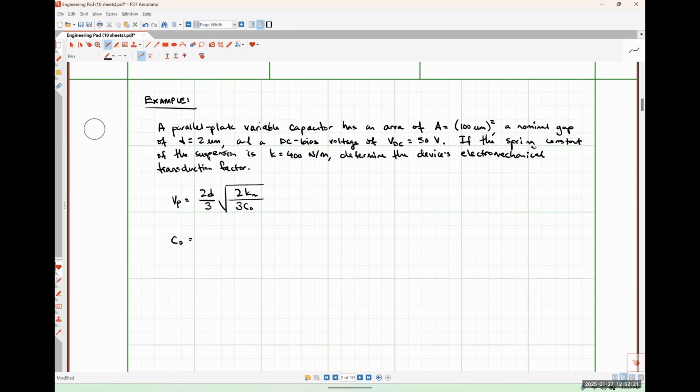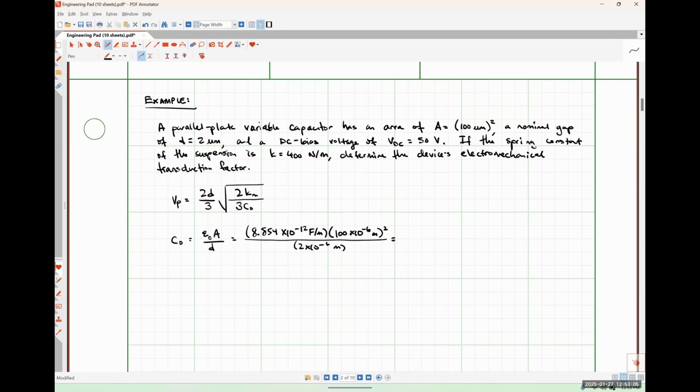So, once again, just as a reminder, for a simple parallel plate capacitor, our nominal capacitance is going to be epsilon A over D, where I'm choosing to use epsilon naught as our permittivity because there has been nothing that tells me that there is not air between my plates. So that's going to look like 8.854 times 10 to the minus 12 farads per meter, times 100 times 10 to the minus 6 meters quantity squared, all over 2 times 10 to the minus 6 meters for our gap length.